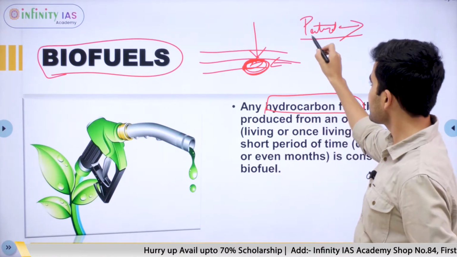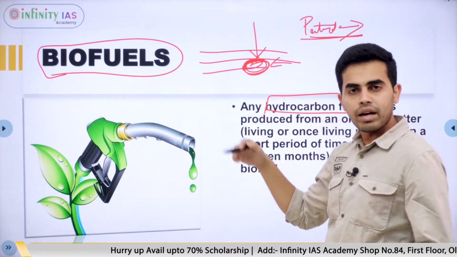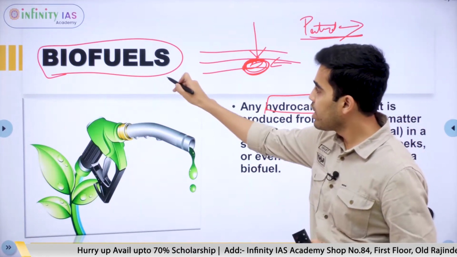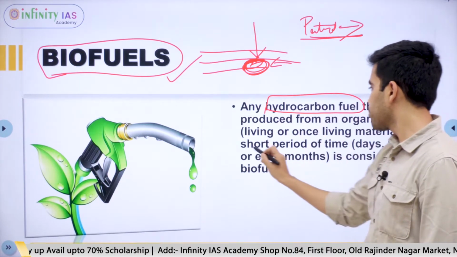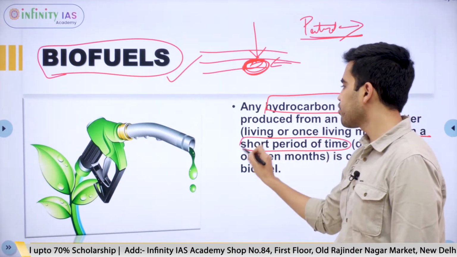So our petroleum and petroleum products are also produced from organic matter, and they are also hydrocarbon fuels. So what is the difference between petroleum and petrol products and biofuels? The difference is, biofuels are produced in a short period of time.